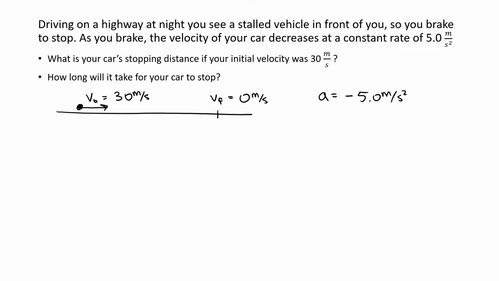Also, if you're not quite sure about the wording, you can look at the units. Acceleration is always meters per second squared. So we have acceleration, and we have initial and final velocity. We can pretty much start using some of those kinematic equations to solve for these things. Let's start at the first one. Which equation should we use?